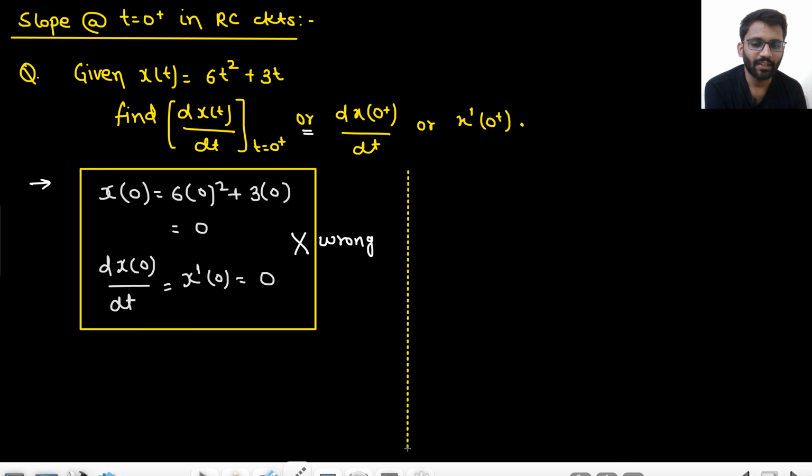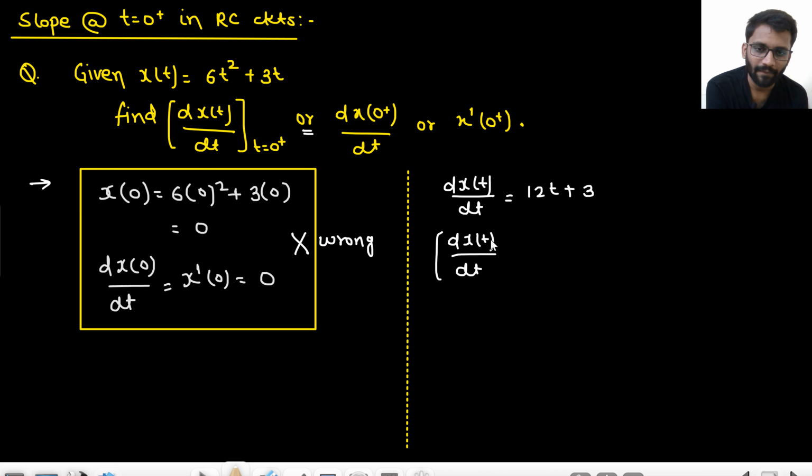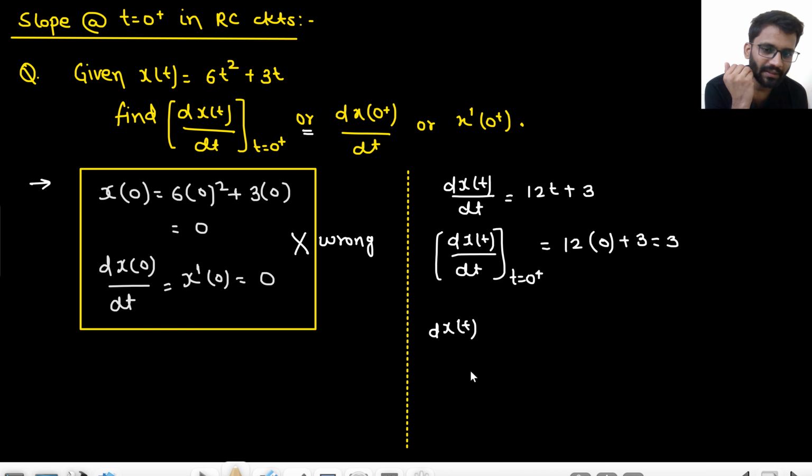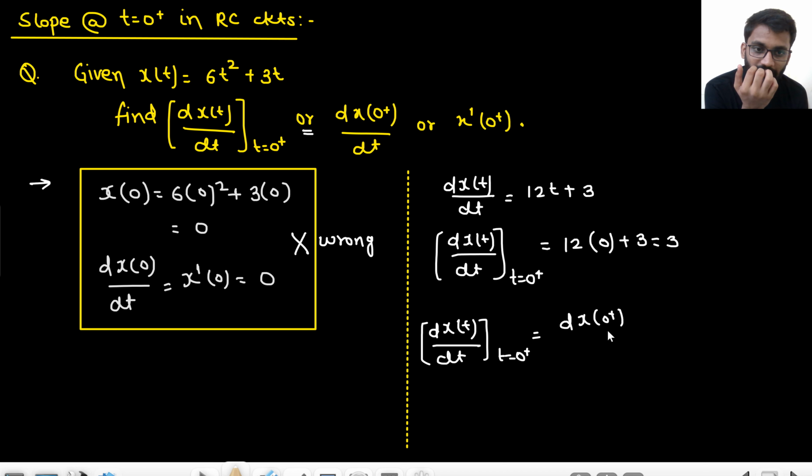If they are asking the slope at t equals 0 plus, that means first you need to differentiate. First you will differentiate. What is the differentiation? That is 12t plus 3. Now I will put t equals 0, or 0 plus, whatever I am putting. So my answer is 3. So basically dx(t)/dt at t equals 0 plus, or dx(0+)/dt, or x'(0+) is 3.